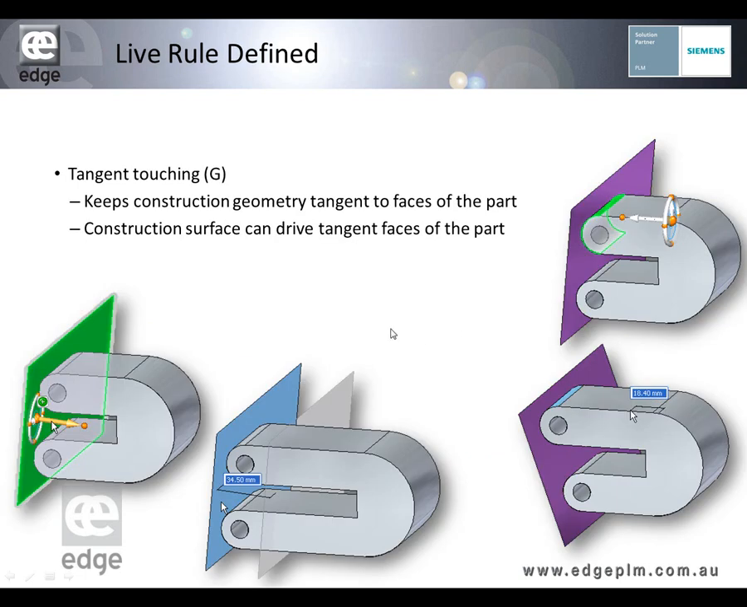We have another tangent condition called tangent touching, and it keeps the construction geometry tangent to a face that we're working on. So we've got a plane here that is tangent to both these arcs. If we move or rotate that plane, then the tangent touching faces will move with it.